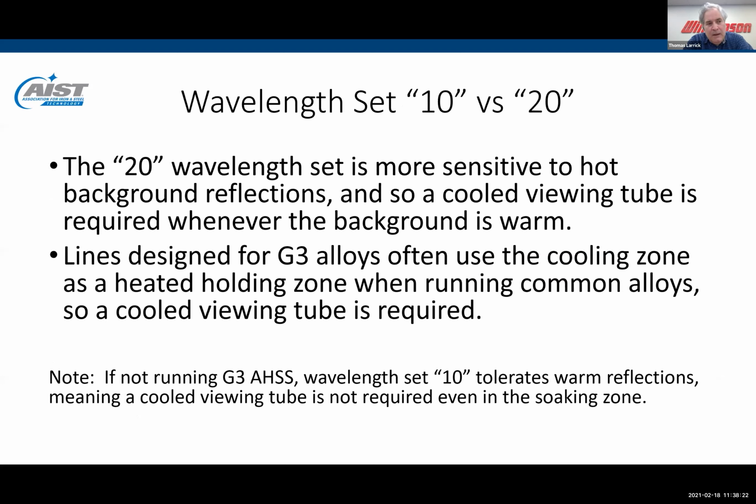Now, the 10 wavelength set, which is using wavelengths closer to the 1 micron range, is much less sensitive to warm background reflections. So you can use a pyrometer in the 1 micron range, even in a soaking zone, without having to use a cooled viewing tube. But when you use a 20 wavelength set, it's much more sensitive to warm reflections. And so you would need to use a cooled viewing tube with that. If you're running generation 3 advanced high strength steels, you'd need to use a cooled viewing tube in places where you wouldn't need to if you weren't running that alloy.